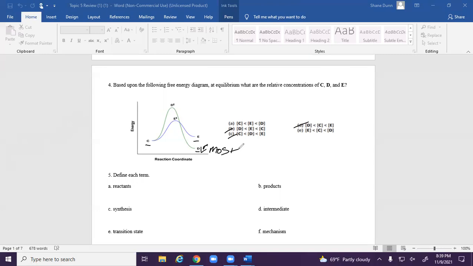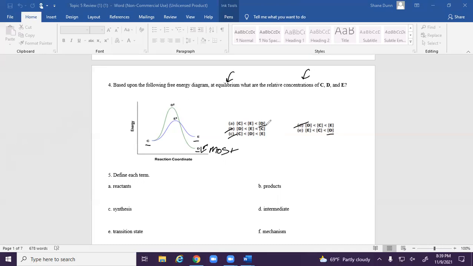Wait, I have a question. So D is the most concentrated? At equilibrium, after everything's done, you would have more D, because D requires the least amount of energy to make. Does that make sense? Yeah. That's why you'd have the most of D.